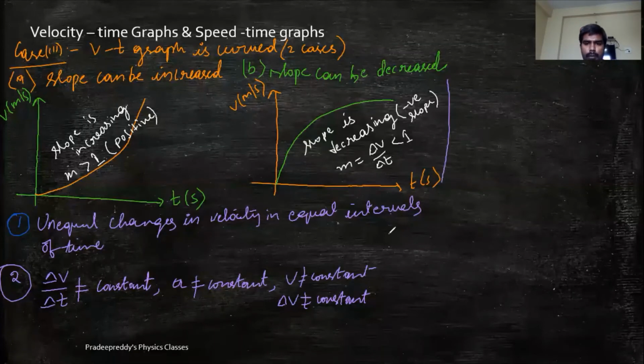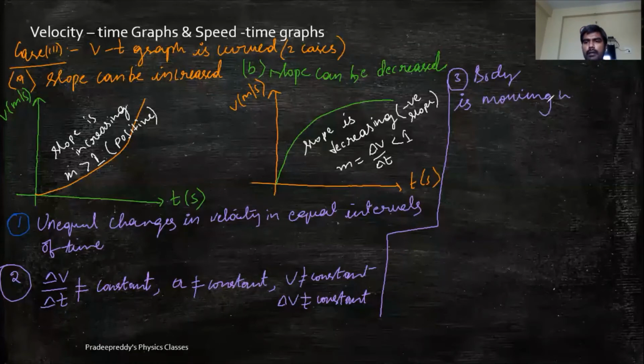And one more important thing is, from these graphs itself, you can tell that body is moving with non-uniform acceleration. Body is moving with non-uniform acceleration. It is non-uniform motion.